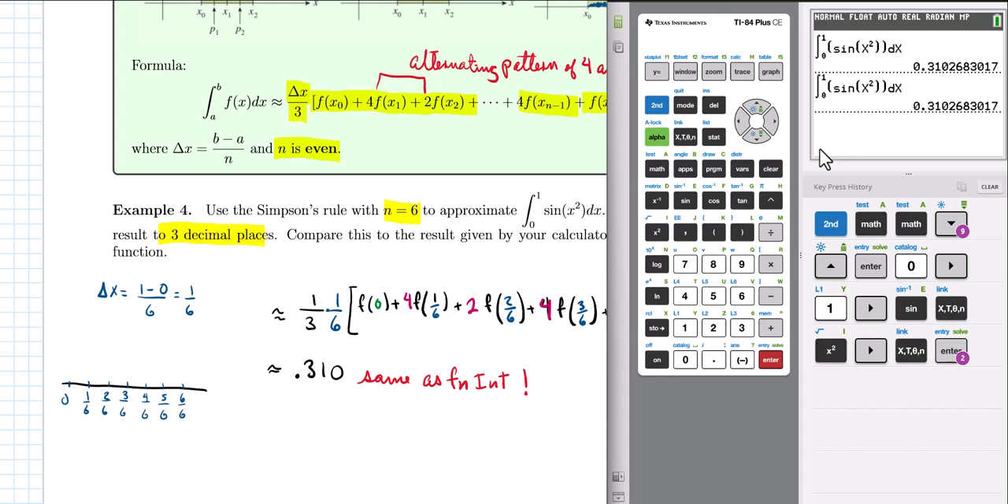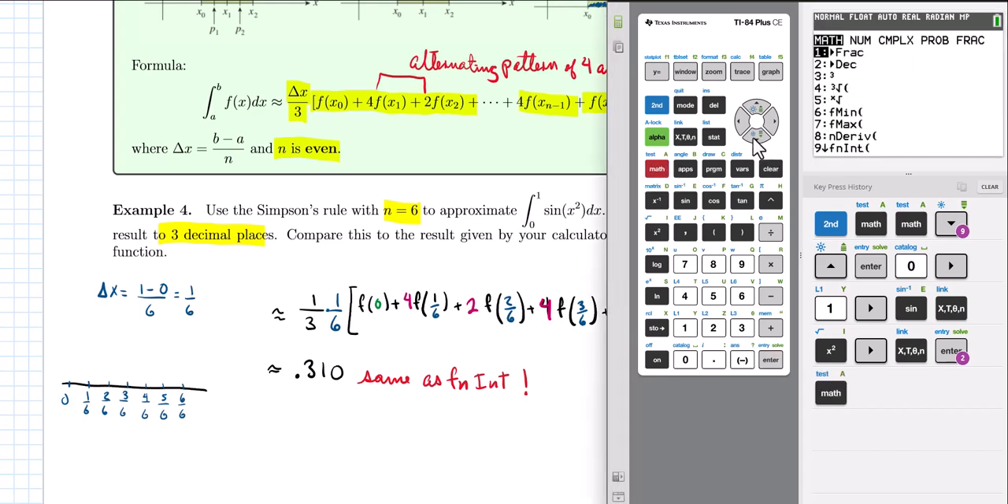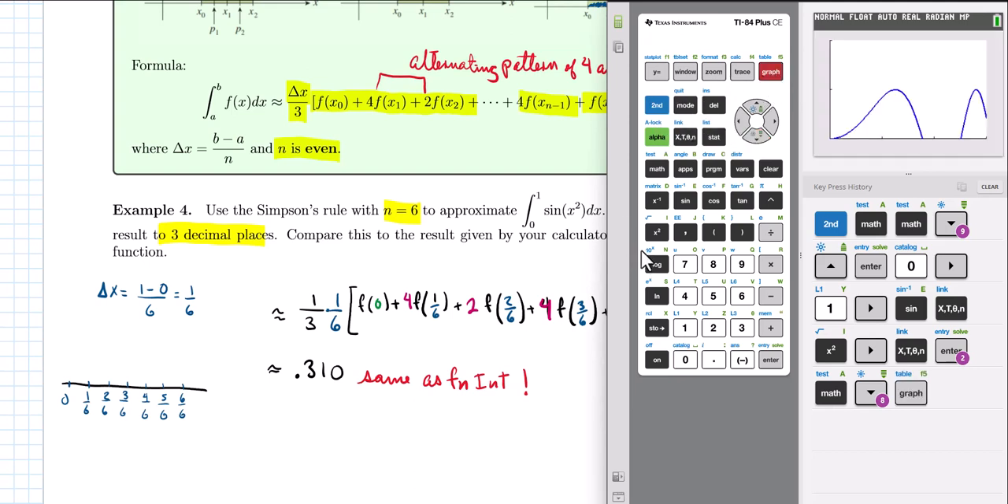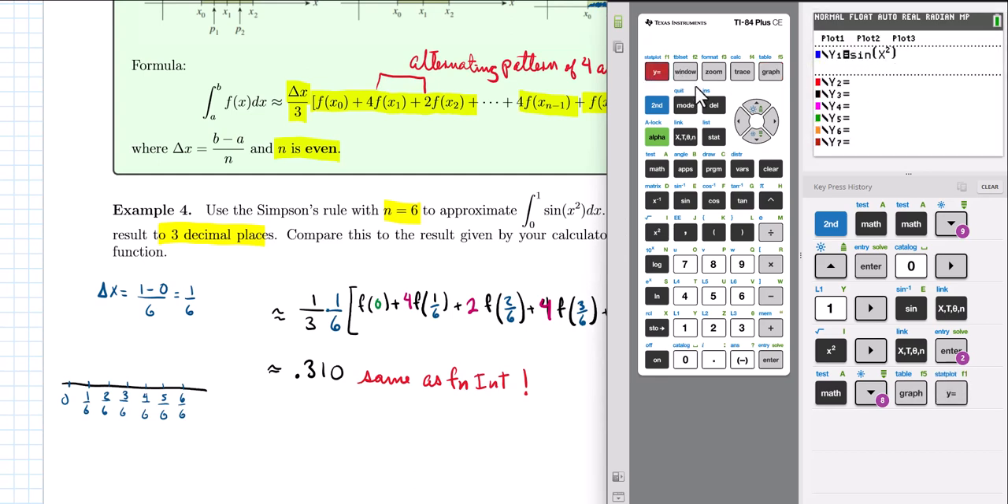Okay, now what if you don't have these newer types of calculators? Well, there's another way of doing it. You can still use the math fnInt, but if you click on it, the setup is a little bit different, and to be honest, I don't remember how the setup went. However, I'll show you the way that I did it with my old calculator. So what we can do here is go to the graph, and there we go. This is the sine of x squared function.